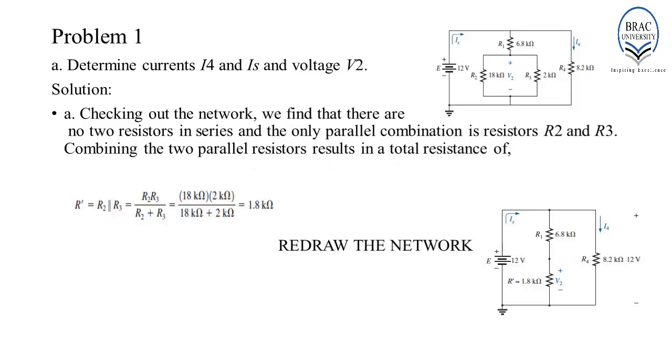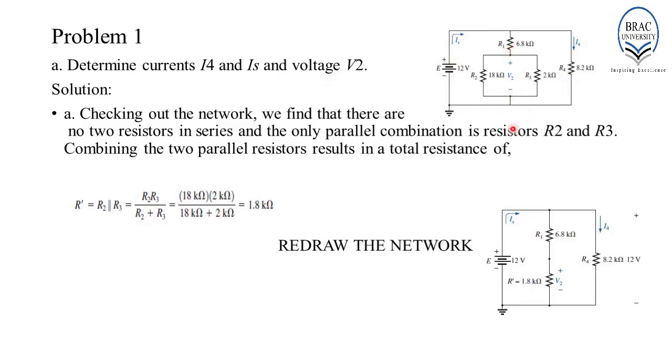Example 1. For the given network, we have to determine the currents I4, Is and the voltage V2. I4 is the current flowing through resistor R4. Is is the source current that is coming out of the source. And voltage V2 is the voltage across this point.